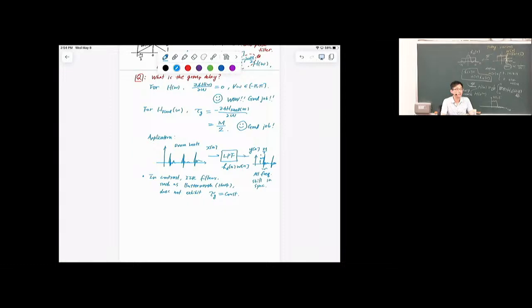Okay, so this is my field. My field is audio signal processing, sound processing, sound engineering. That's my field. So I can share with you some insight in here.